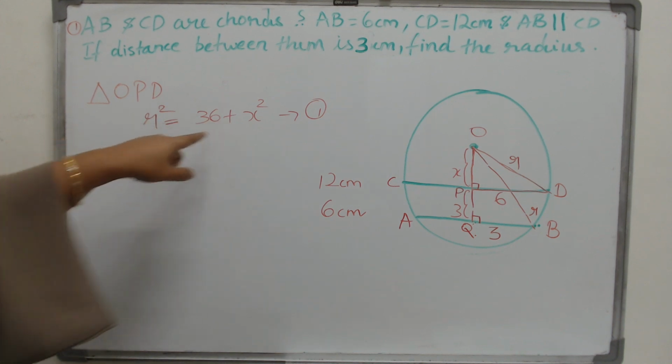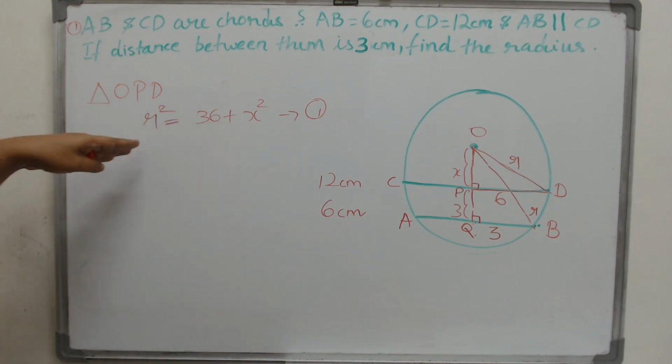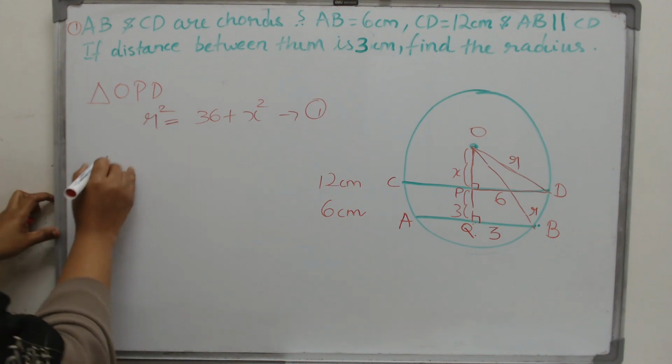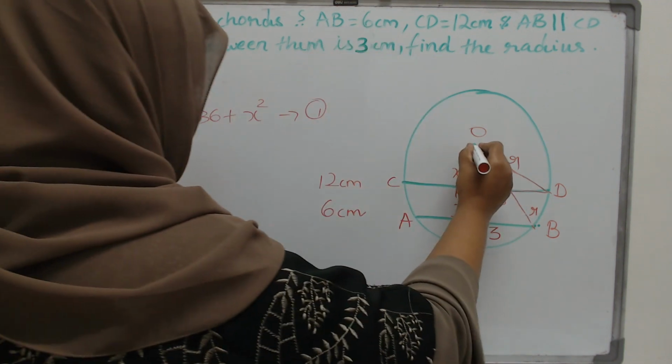But then see the two unknowns. There is no way you can solve it with just one equation. You need another equation. Now consider the bigger triangle. This one.